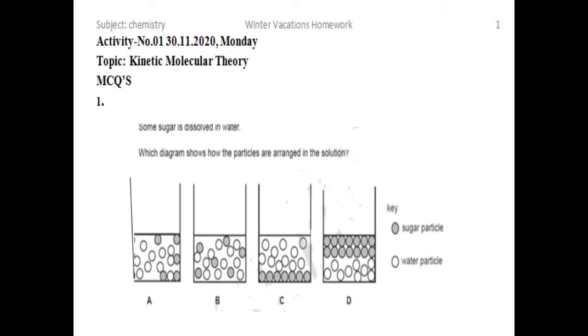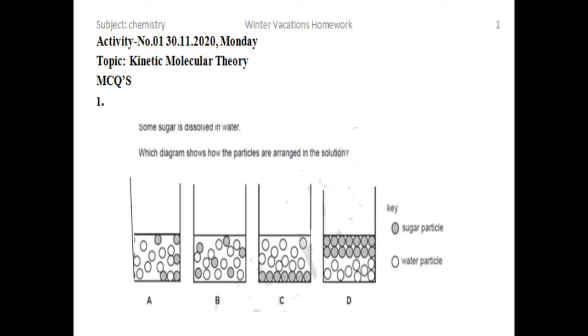So, you remember I sent a video on chapter number 1, kinetic molecular theory, and you will be watching that video again if you need it. Otherwise, you have your open books with you to find the answers, and you have to write the answers on some loose sheets or make some notebook for it. So, we begin with activity number 1 with the MCQ session.